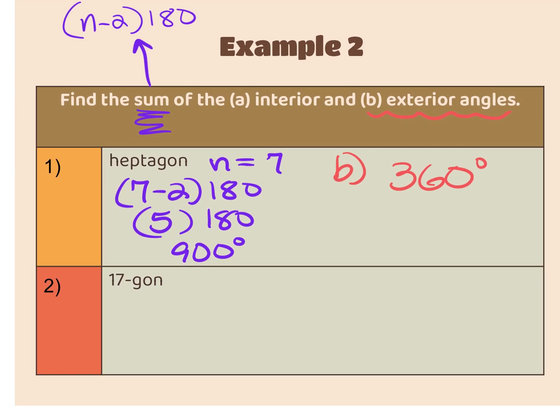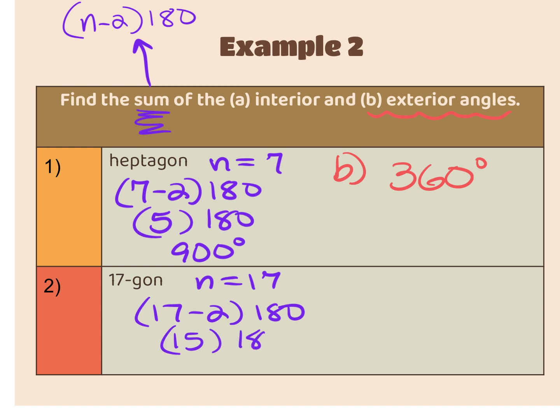The next one is a 17-gon. So this tells me my n value is 17. 17 minus 2 times 180. This gives me 15 times 180, which gives me 2,700. And these are degrees. Make sure you're including the degree symbol. Part B, it doesn't matter what type of polygon it is, the sum of the exterior angles will always be 360.